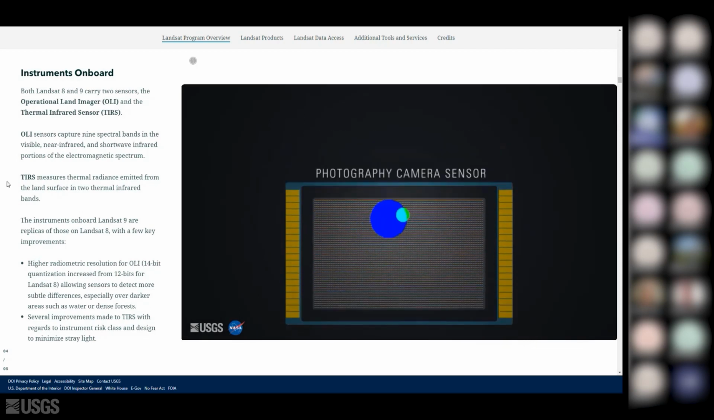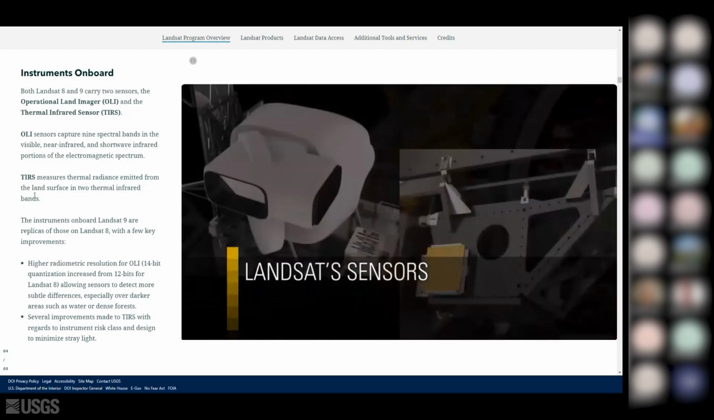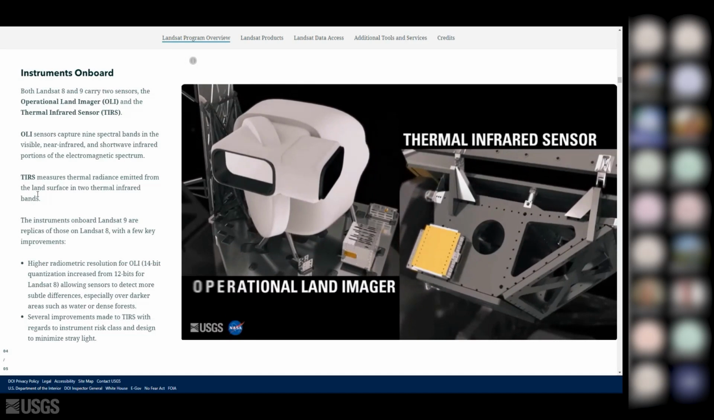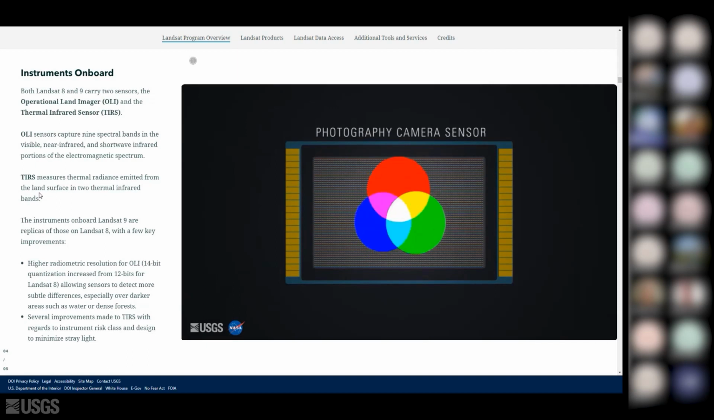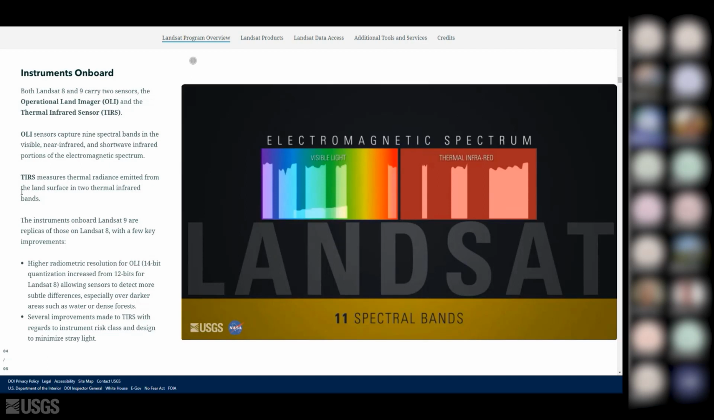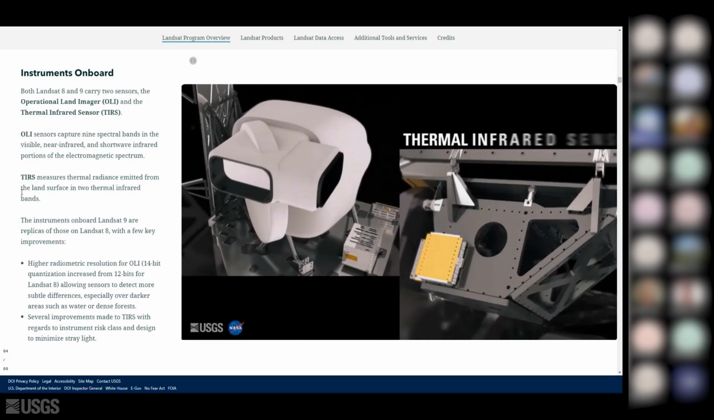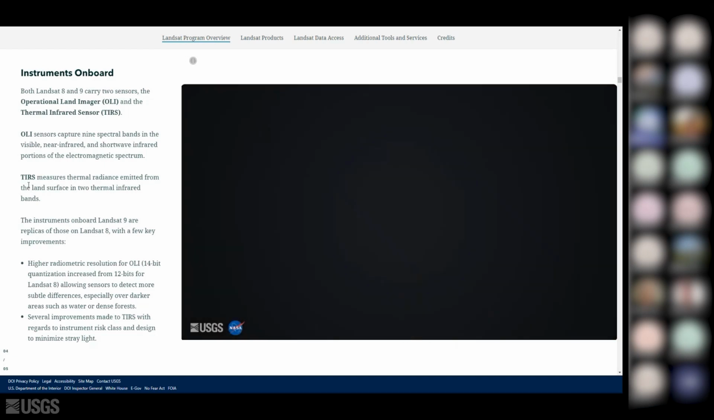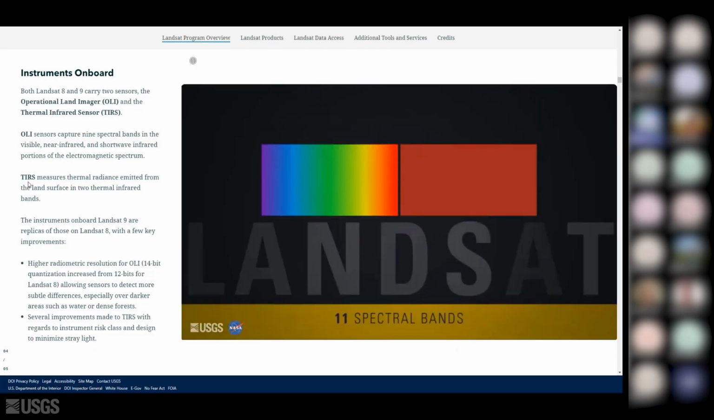One thing that I do want to point out here is that the instruments on board Landsat 9 are replicas of those on Landsat 8 with a few key improvements. The OLI instrument on Landsat 9 has a higher radiometric resolution at 14-bit quantization, compared to Landsat 8's 12 bits. What this improvement does is allow the sensor on Landsat 9 to detect more subtle differences, especially over darker areas, such as water or dense forests. And with the TIRS on Landsat 9, there are some improvements made with regards to instrument risk class and the design to minimize stray light.